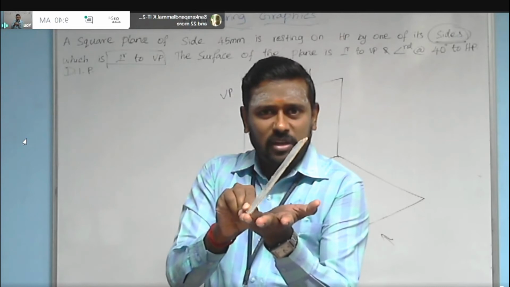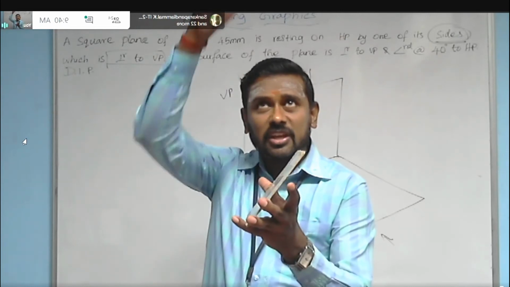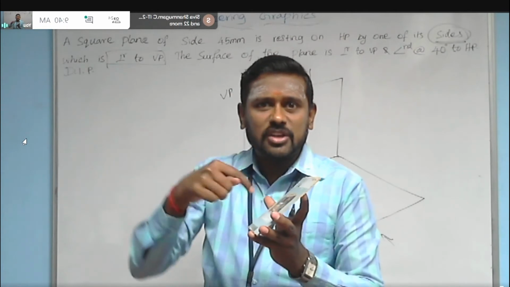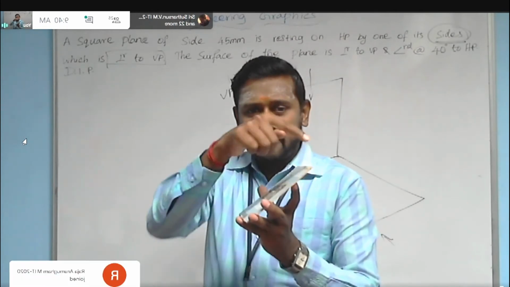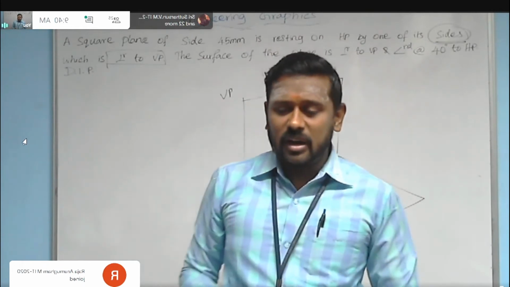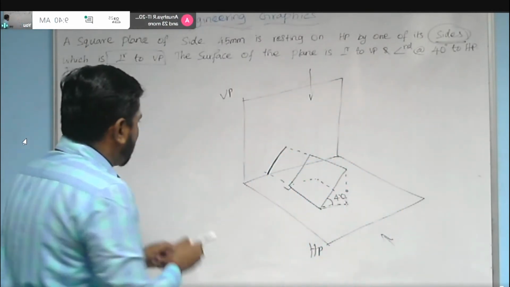In this way, if it is resting and you are seeing it from the top, definitely you won't see the exact square shape of the object. The surface will be viewed as a reduced surface and not in the square shape. This way you will get it.